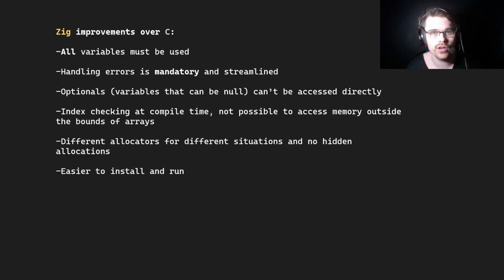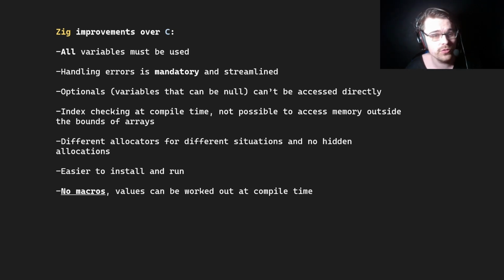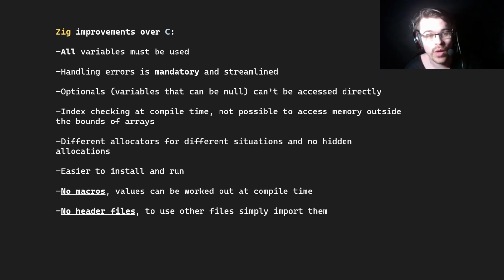Easier to install and run. It's actually very annoying to install C on Windows for some reason, even though C is written in Windows. No macros. Values can be worked out at compile time. So in Zig, you have comptime instead of macros. And macros, yeah, just a big problem in C. And then no header files. So to use other files, just simply import them.